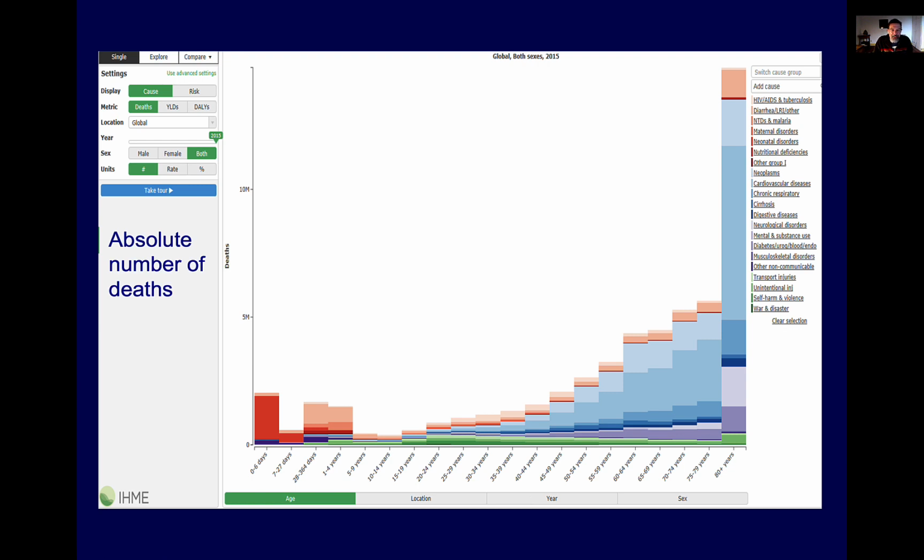So looking at this slide, it's showing now the absolute number of deaths by age group globally. And as you might expect, the distribution of the different causes of death vary by age group. In the neonatal period, the major causes of death include preterm birth and neonatal encephalopathy and neonatal sepsis. But during the first 5 years of life, infectious diseases like HIV and TB are common causes of death. In older age groups, non-communicable diseases shown in blue, such as cardiovascular diseases and neoplasms, tend to predominate.